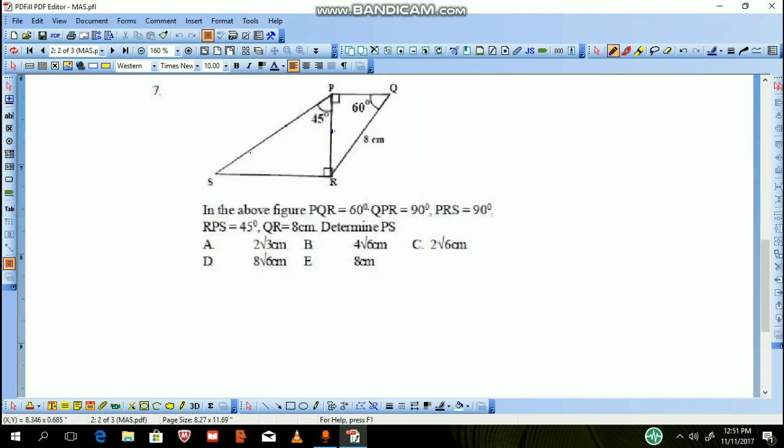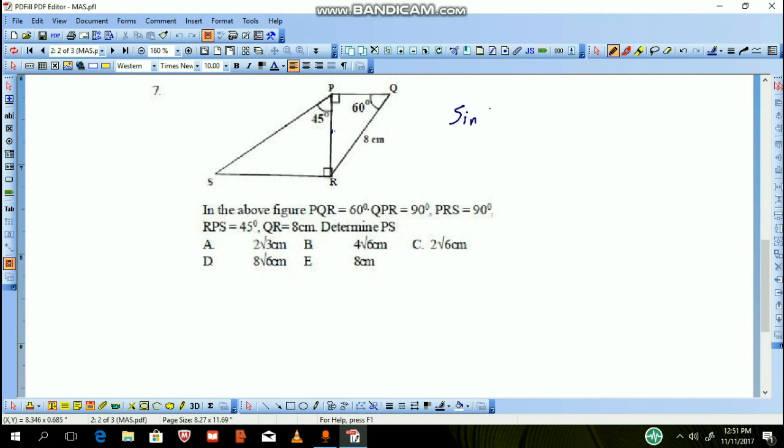Yeah, question number 7. We are having this figure given right here. We're told to look for PS. PS is this guy over here. So before we can figure out PS, we need to get PR from the looks of things. Therefore, how do we relate this to this? This is opposite to this. This is the hypotenuse to this.